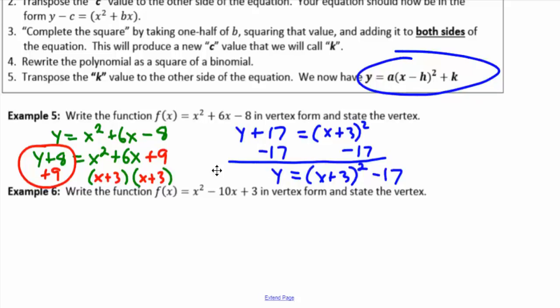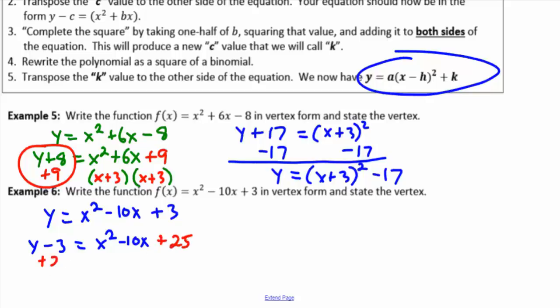We'll do one more example for you, okay? So y, and again, you would just put f of x in for y. x squared minus 10x plus 3. Got to get rid of that 3, so it's y minus 3 equals x squared minus 10x. Take half. I'm going to do it without the factoring this time. If you like having the factors there, go ahead and put them in there, just like I did in this one. Half of 10 is 5. 5 squared is 25. That's what we're going to add to both sides.